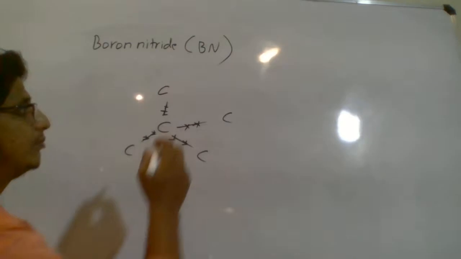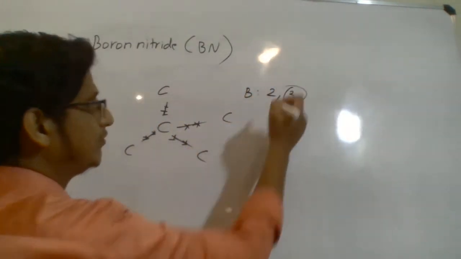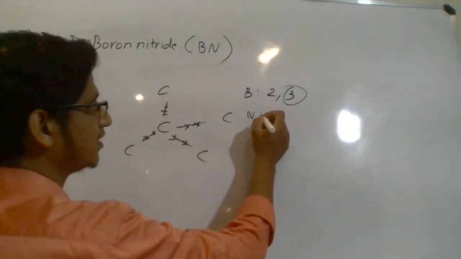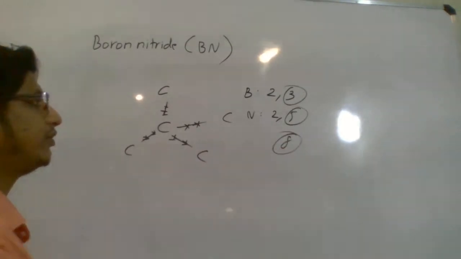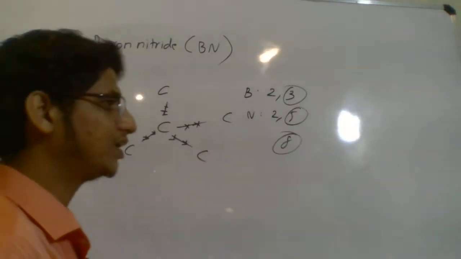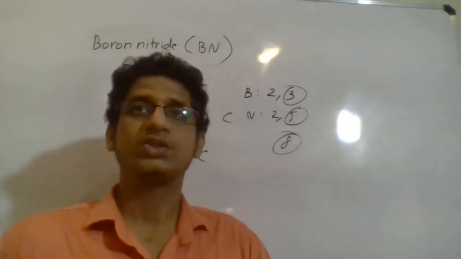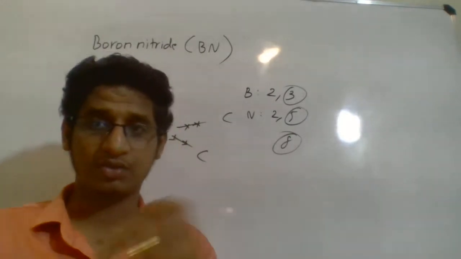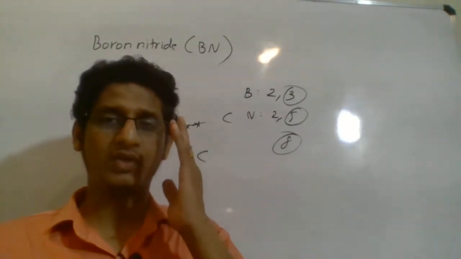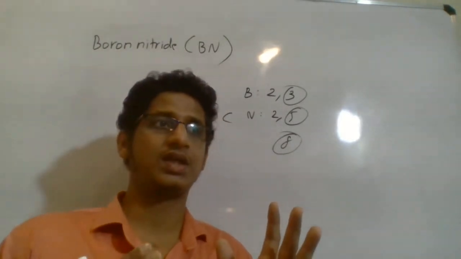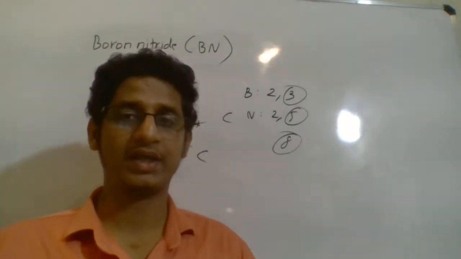Similarly, if you check boron nitride, boron has 3 valence electrons, and nitrogen has 5 valence electrons. So 5 plus 3 is 8. Again you can see in boron nitride each atom is surrounded by 8 electrons. So in that sense they have an isoelectronic structure with respect to the allotropes of carbon. That means if you compare the properties, they come very close to the properties of diamond and graphite.